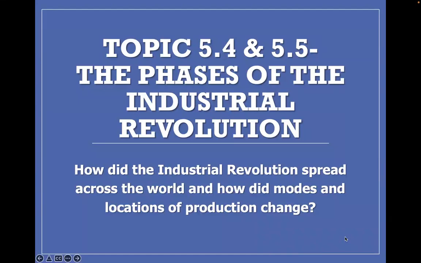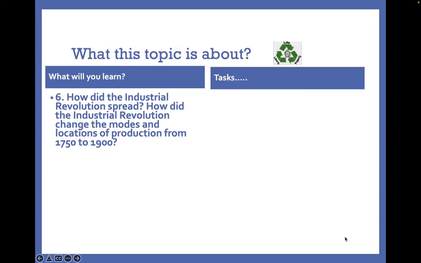Okay, so this is the last video covering topic 5.4 and 5.5, the phases of the Industrial Revolution. In this video, we zoom out and overview the spread, but especially focus on how new technology and the spread of the Industrial Revolution changed the modes or the process of production and the locations of production. So overall, there's two questions that we need to make sure that we answer.